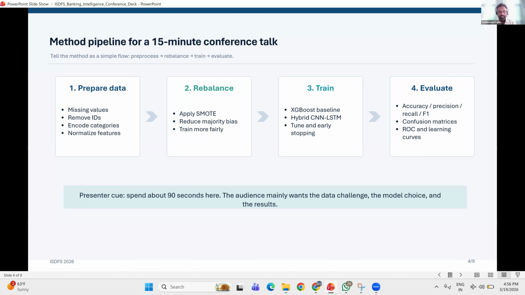Here XGBoost is the baseline, and the other is a hybrid model, CNN LSTM, which is the best model. Based on these models, we are tuning and making sure the training is implemented as part of that research, and evaluating accuracy, precision and recall. These are top compared to previous research models. Let's go to the next one.